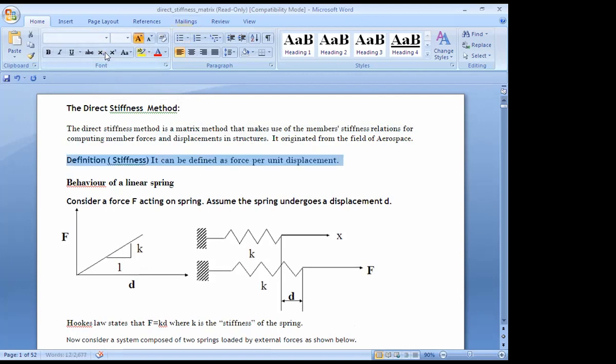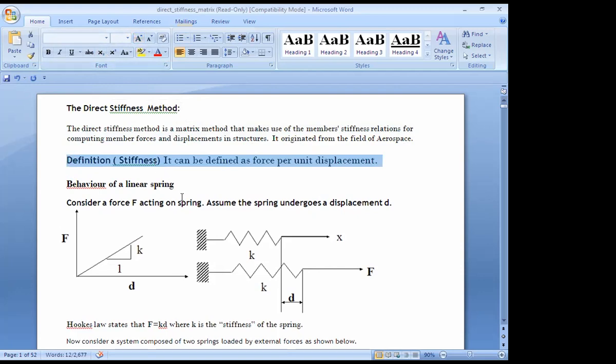Okay, so what is stiffness? We can define stiffness because the method is direct stiffness. So at least we need to know what we mean by stiffness, and later we shall see why it is called the direct stiffness method. So what is stiffness? We can define it as force per unit displacement. If you get force and you divide by displacement, the quantity that you get there is what we call stiffness.